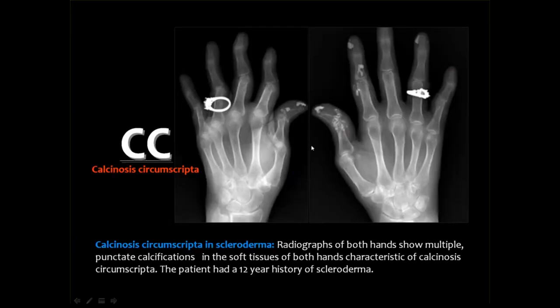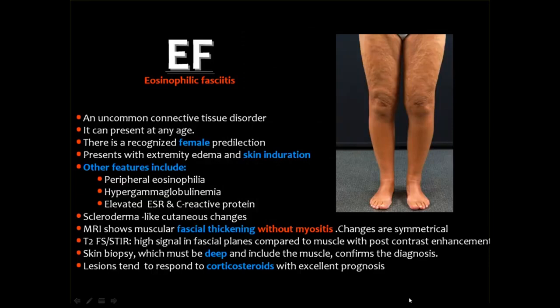And here you can see the classic appearance of calcium deposited in the soft tissues of scleroderma, and you may also see resorption of the phalangeal tufts. Then eosinophilic fasciitis means that there is inflammation, and this is a connective tissue disorder of the fascia. It is not affecting the muscles.